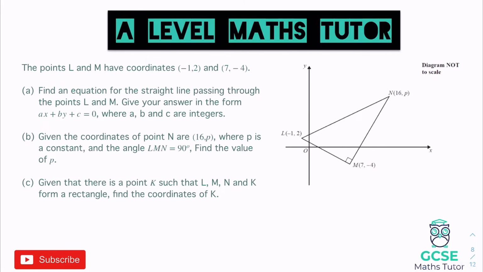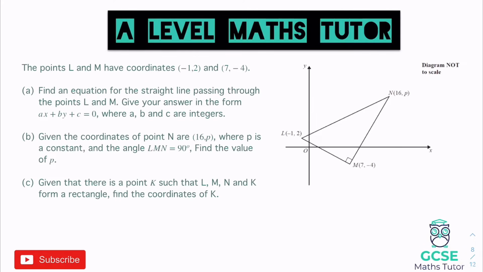We're going to start with this one anyway, and it says here we've got 3 parts, and we've got some information that's given to us visually on the right there. So it says the points L and M have these 2 coordinates, and that's given to us on the diagram as well. We've got L is (-1, 2), and M is (7, -4). Now for part A, it says find an equation for the straight line passing through the points L and M, and give your answer in the form ax + by + c = 0.